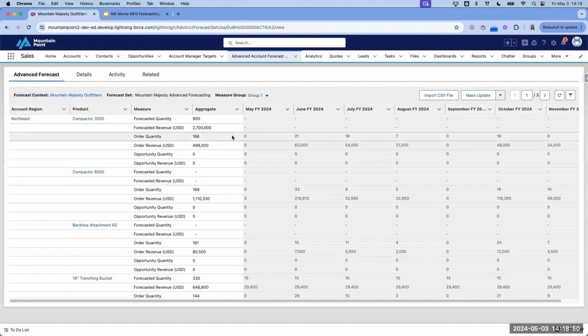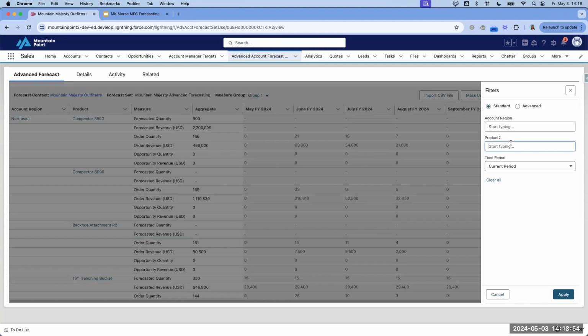Now here, we have a lot of products. We actually have 3 pages. So I'm going to filter this so that we're only really looking at 2 products.